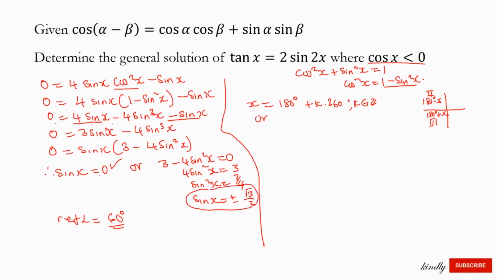So we have second quadrant, 180 minus 60 degrees, which is 120. So x is equal to 120 degrees plus k 360 degrees, where k is an integer. Then we come to quadrant 3, 180 plus our reference angle. Our reference angle is what? 60 degrees. So x equal to 240 degrees plus k times 360 degrees, where k is an integer.